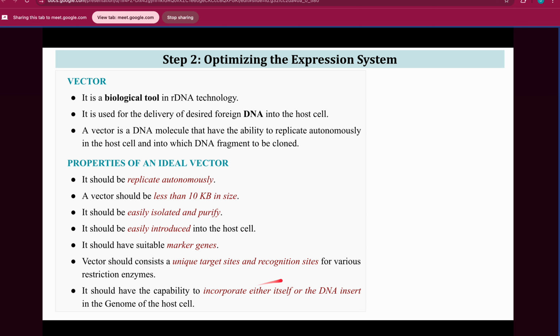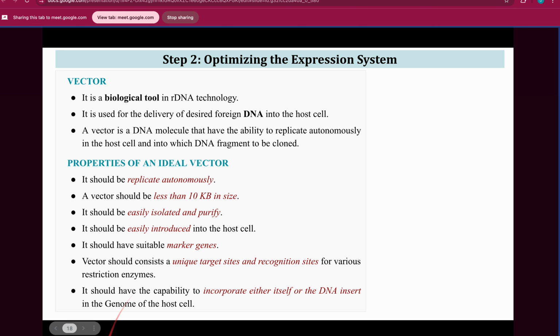So if it does not have the same recognition site, then we won't be able to cleave both of them with the same restriction enzyme. And then they will not be able to circularize, because the cuts or the sequences which we obtain will be different. So to avoid that, we want there to be a unique target site and recognition sites for various restriction enzymes, so that those enzymes can be used to cut both the gene of interest as well as the vector.